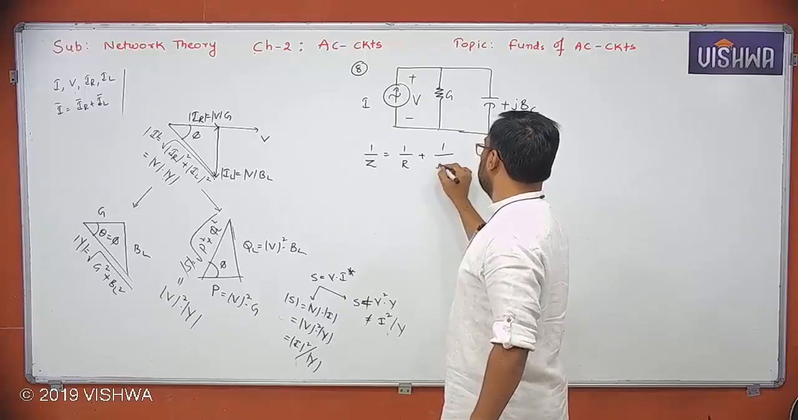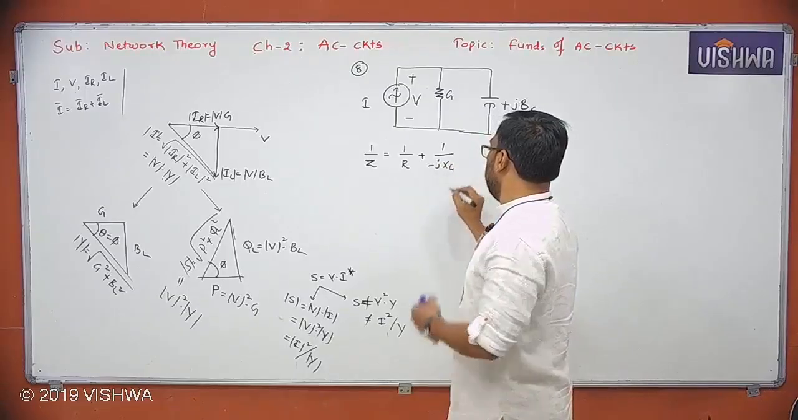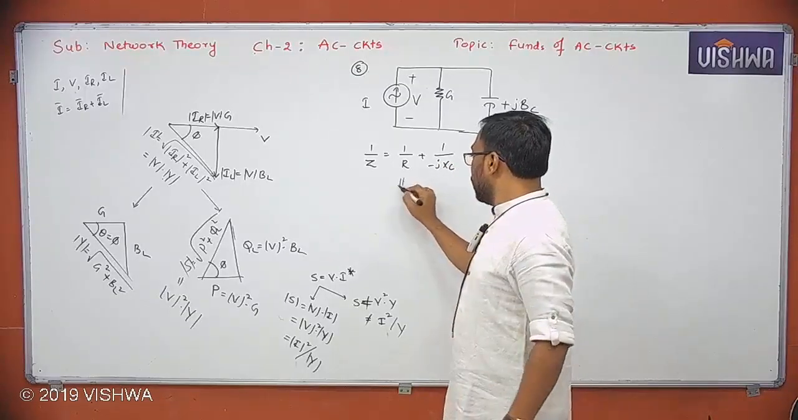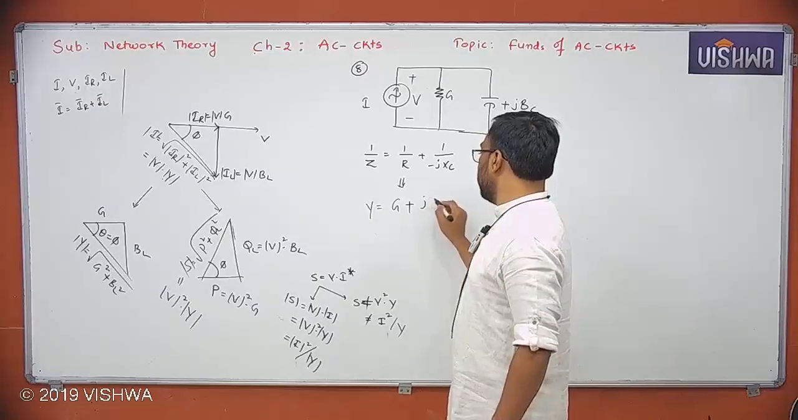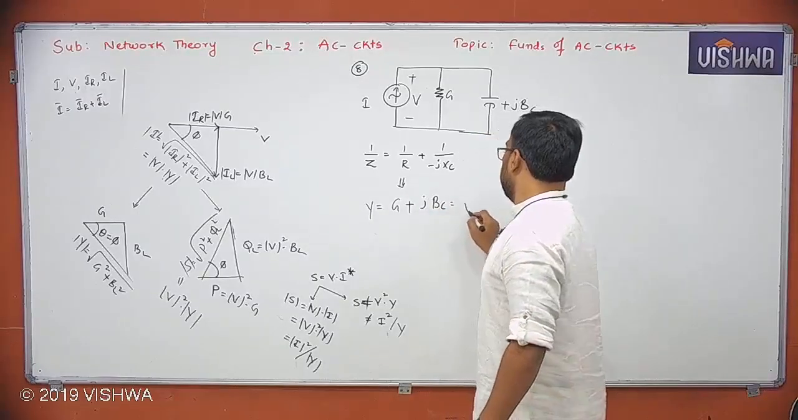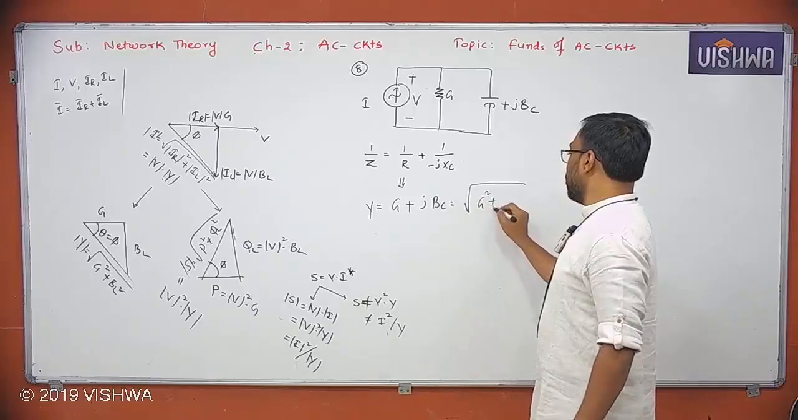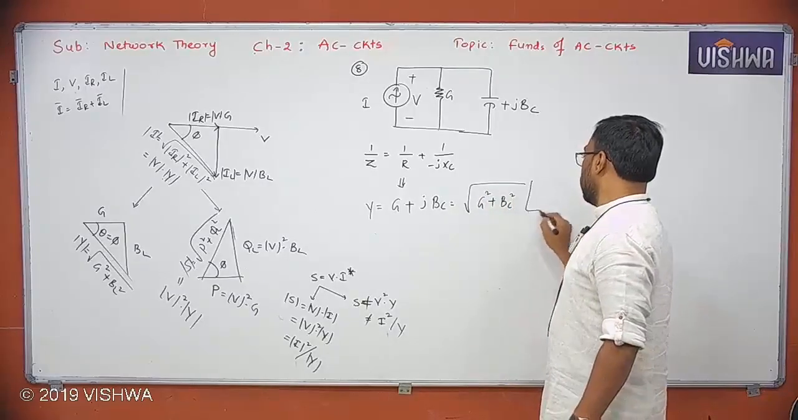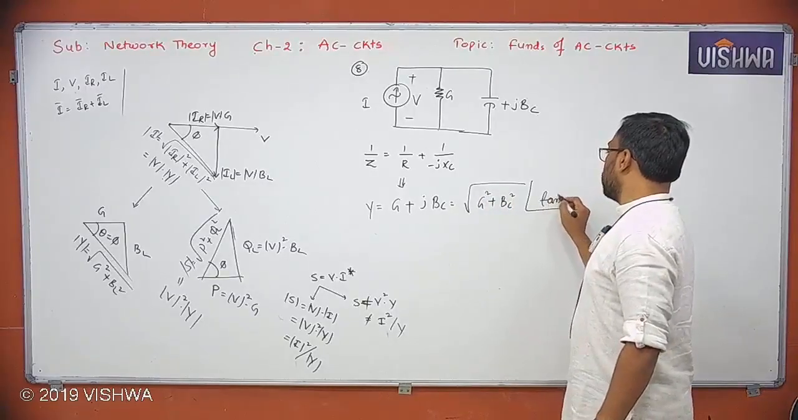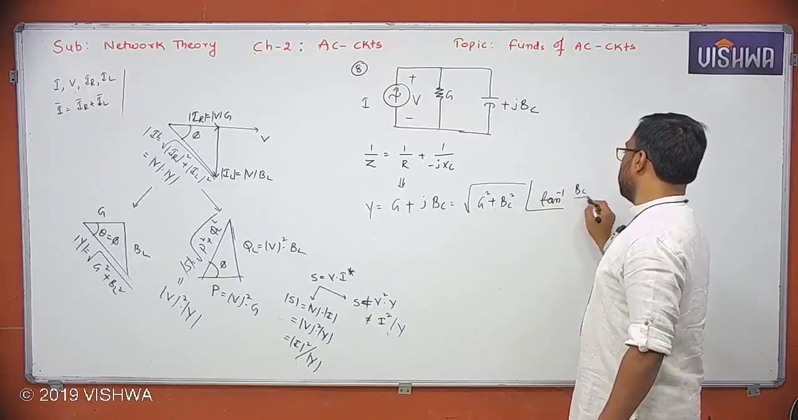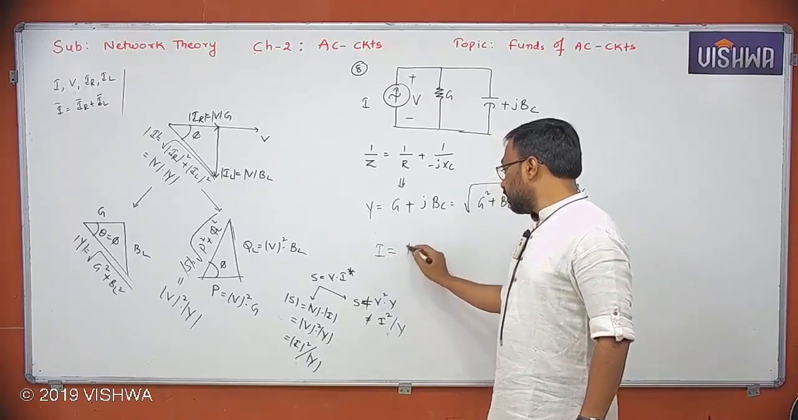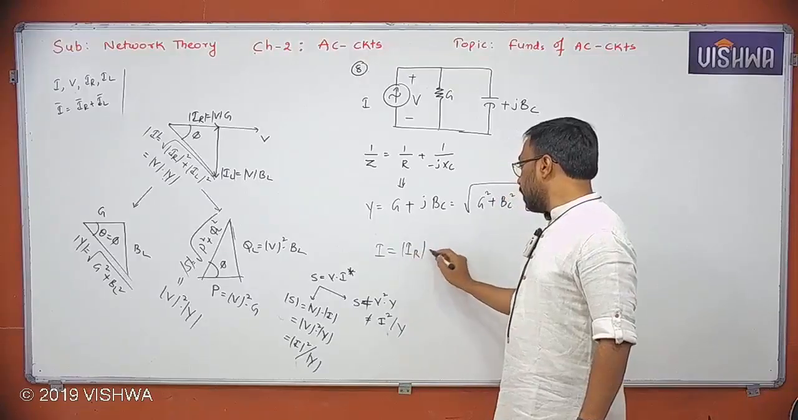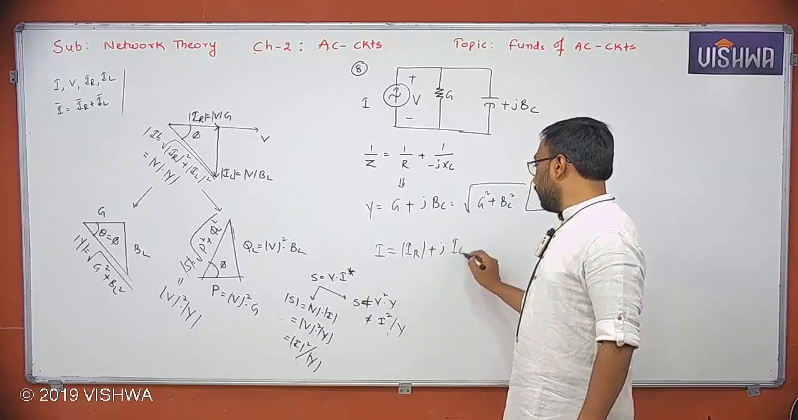One by minus J XC. You get Y is equal to G plus J BC, root G square plus BC square at an angle of tan inverse BC by G. Again, you get I is equal to IR plus JIC.